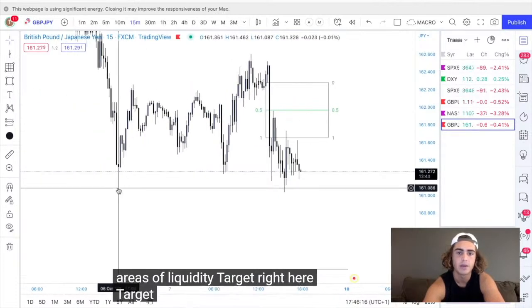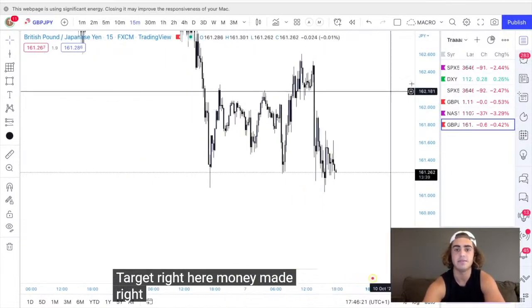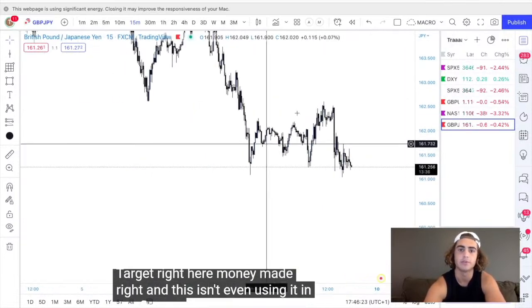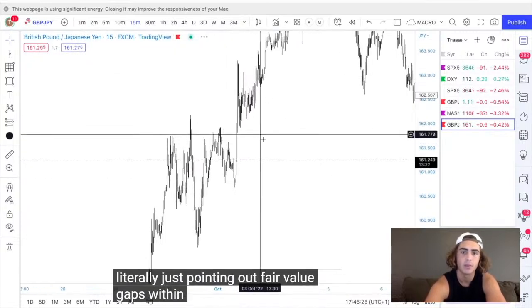here, money made. Right, and this isn't even using it in confluence with my other strategy. I'm literally just pointing out fair value gaps within the market, okay?